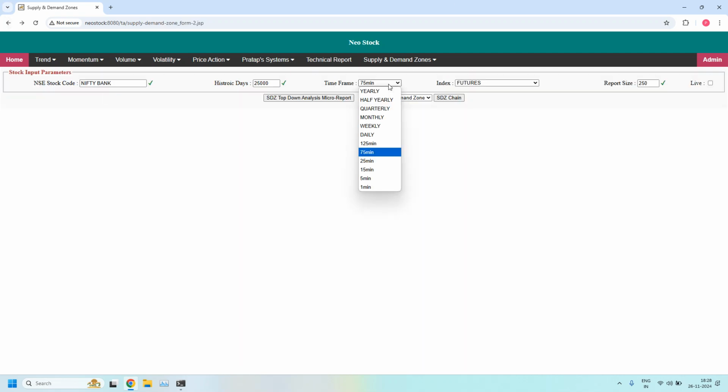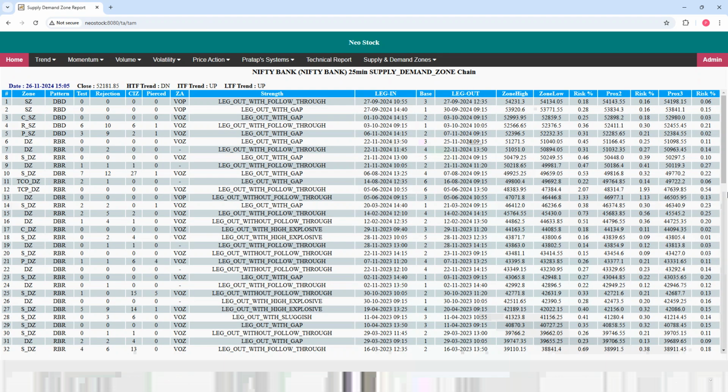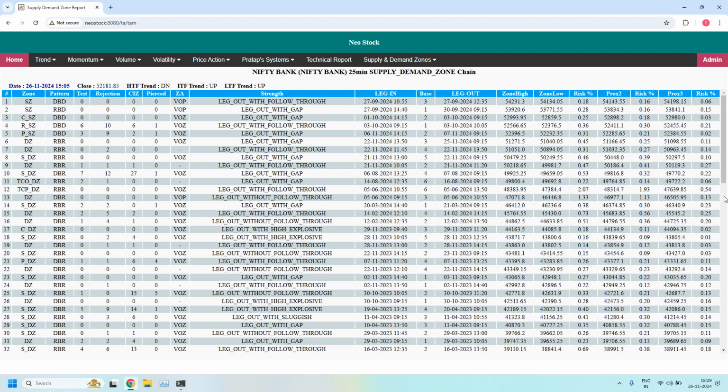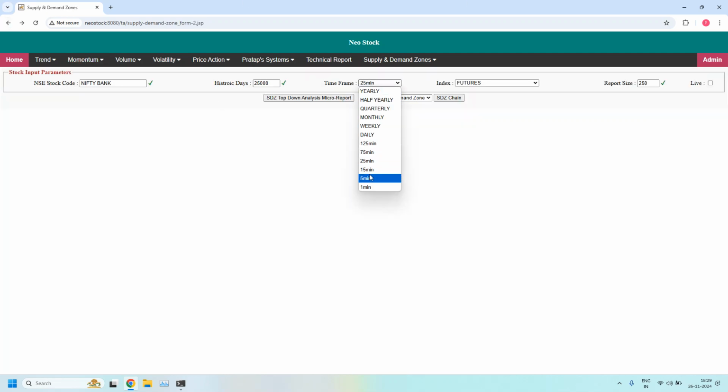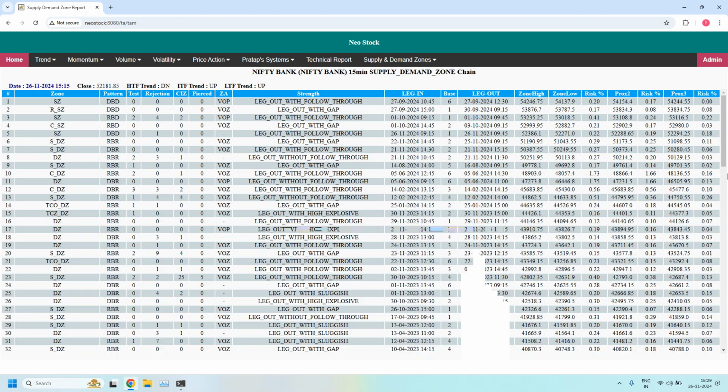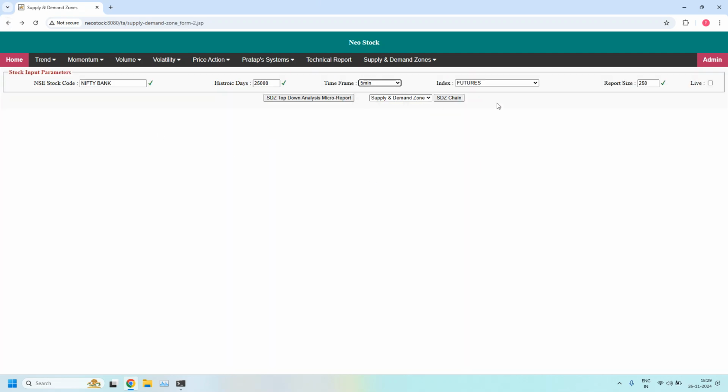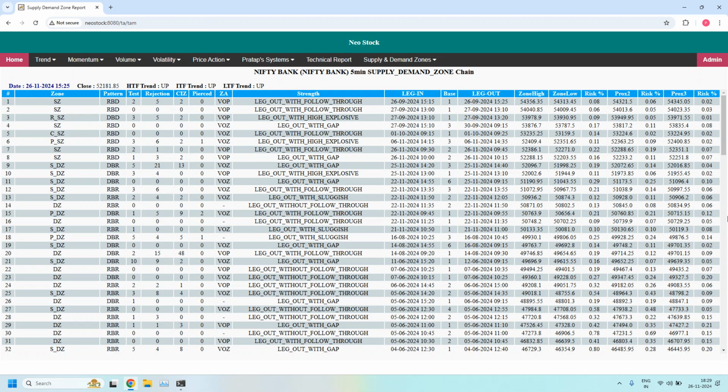Next, 25-minute supply demand zone chain for BANKNIFTY. Next, 15-minute supply demand zone chain for BANKNIFTY. And next, 5-minute supply demand zone chain for BANKNIFTY. So we have completed BANKNIFTY supply demand zone chain.